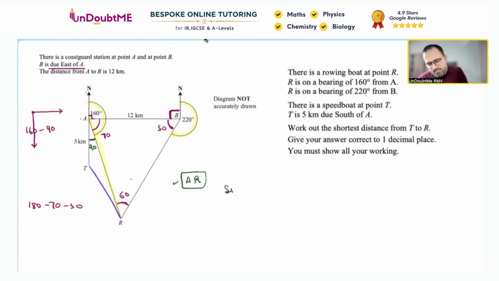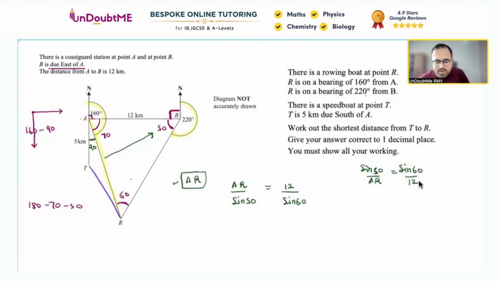So I will write AR over sine 50, because the angle opposite to AR is 50, is equal to 12 over sine 60. Now, some of you might be thinking that earlier I had written sine 50 over AR. Earlier I had written sine up, but since this is a ratio, you can write it in either way. Sine A over angle or angle over sine A, both will be same. So we should generally prefer to write the unknown up. No such rule, you can write it in any form.